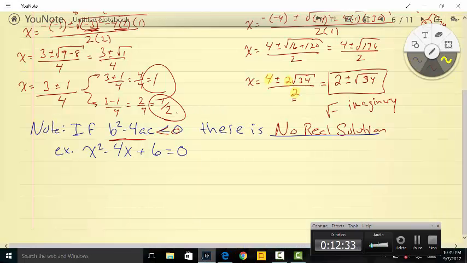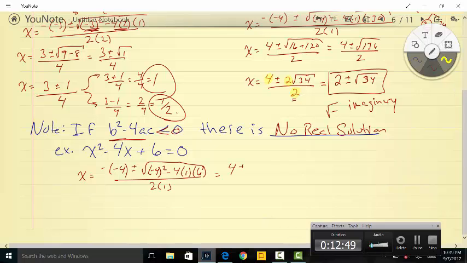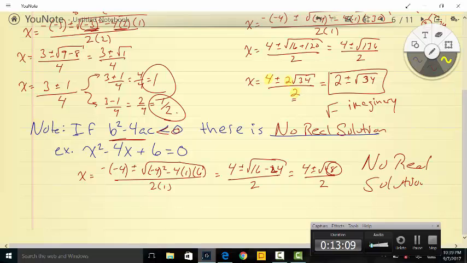So we can run through this example just real quick. This would be negative 4 plus or minus the square root of negative 4 squared minus 4 times 1 times 6, all over 2 times 1. This is 4 plus or minus the square root of 16 minus 24, all over 2. That's 4 plus or minus the square root of negative 8 over 2. There's no need to go any further. Since we have the square root of a negative, we just say that this problem has no real solution.